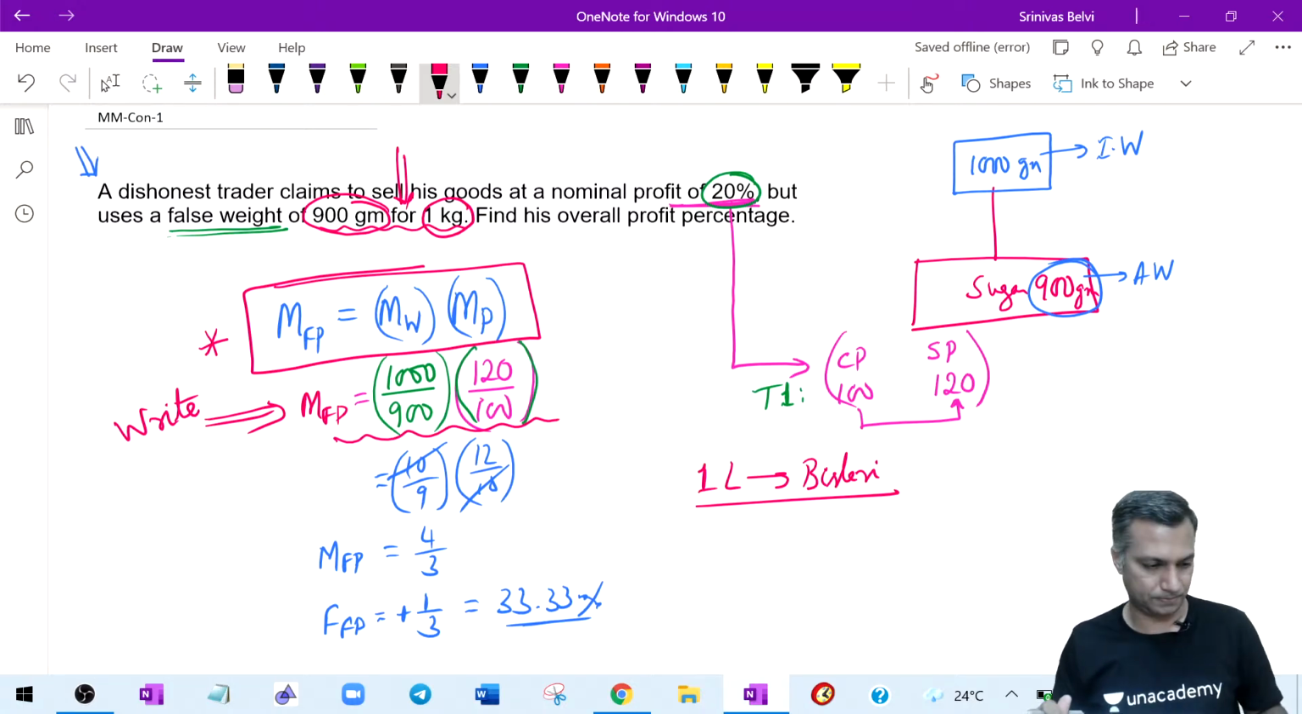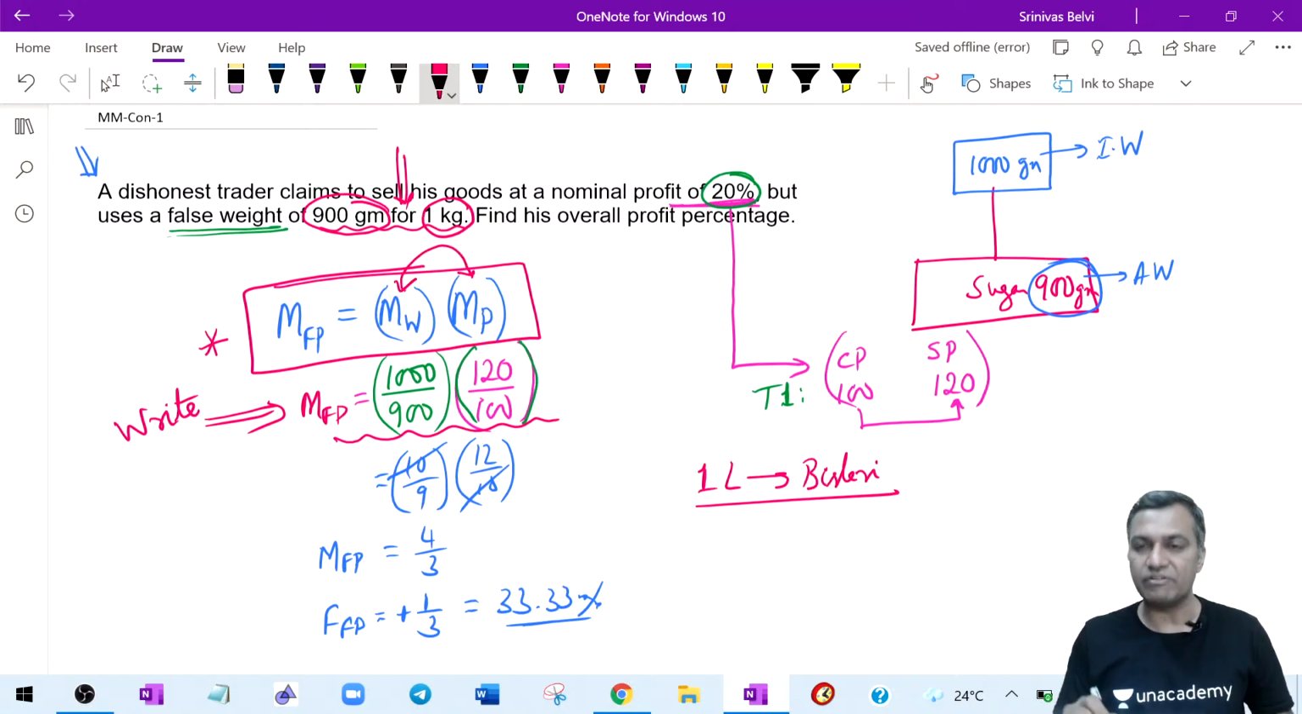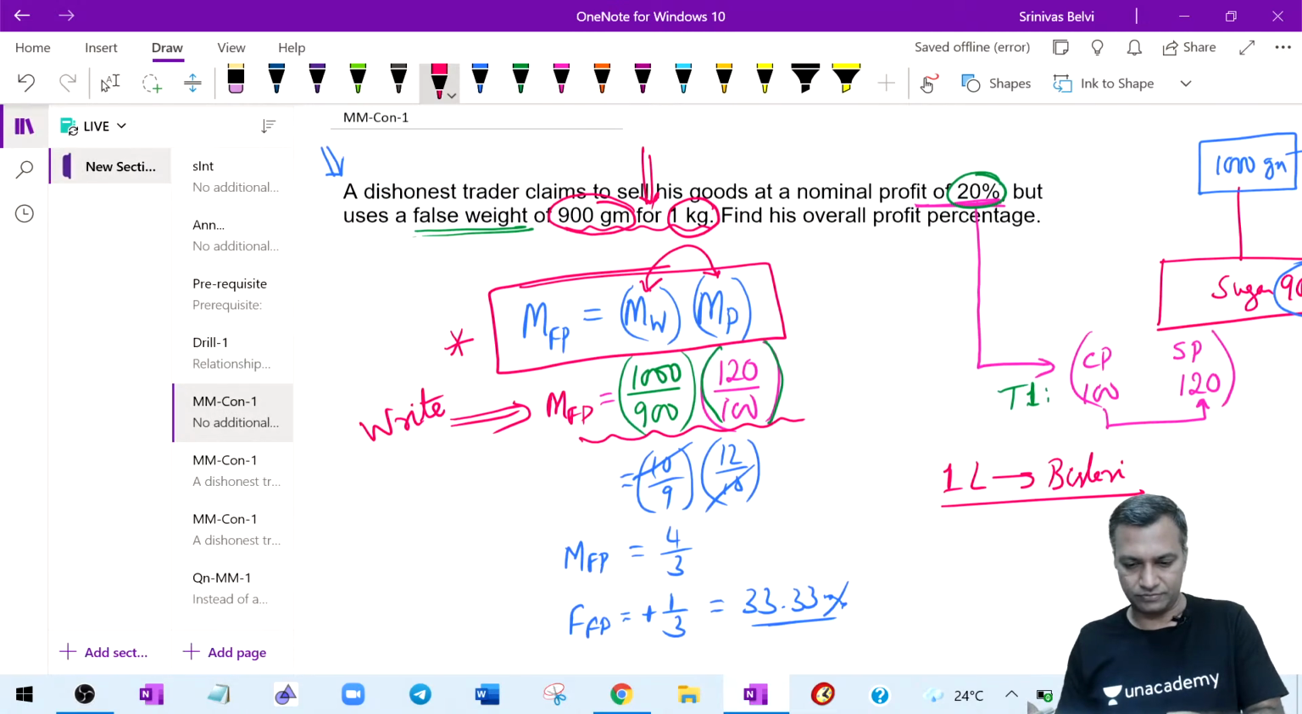Basic mathematics. Did it help? This statement helped you, right? That is why you multiply, because it's compounding. If it is linear, you will add. Right. Okay. Fair enough. All right.